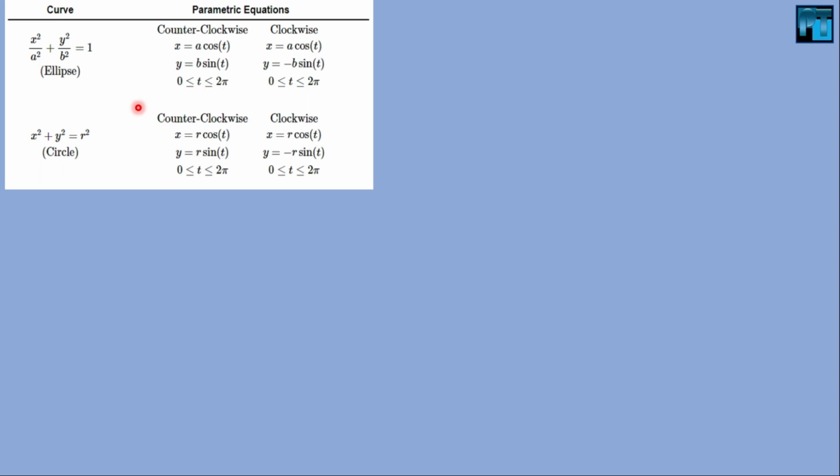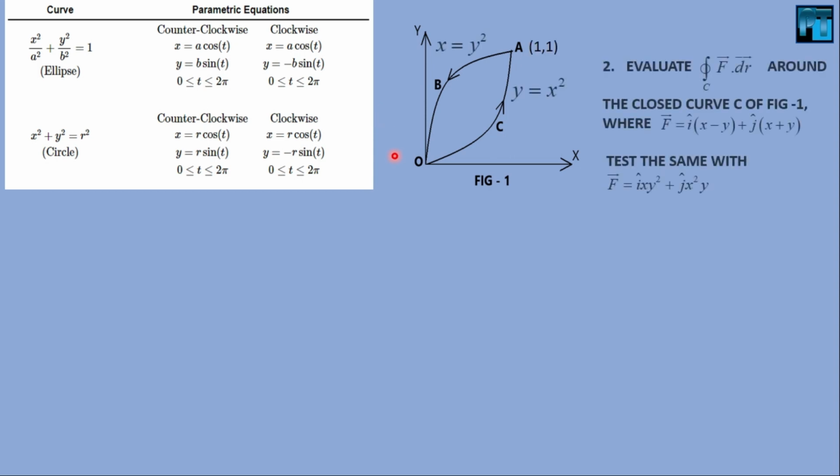Okay, let's proceed to our second question. For the second question, we have a graph. It's a very common curve for vector integrations. A is (1,1) and O is (0,0). OCA is defined by y equal to x square, and ABO is defined by x equal to y square. These are the parametric forms of these curves.